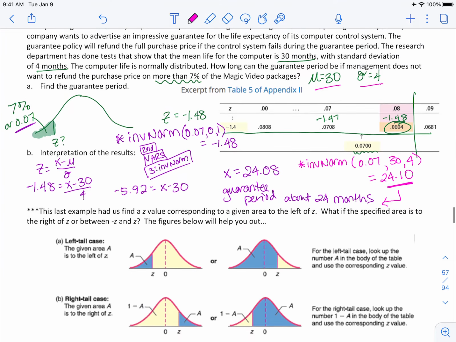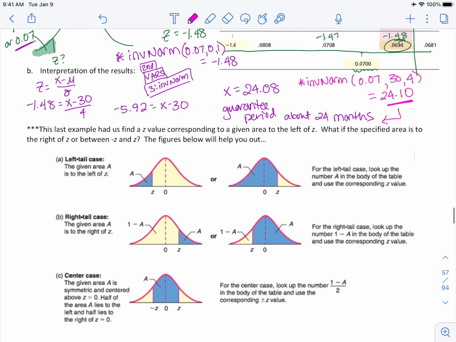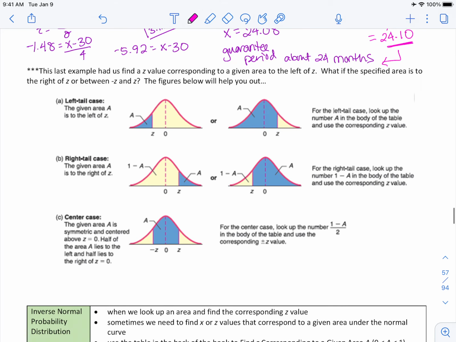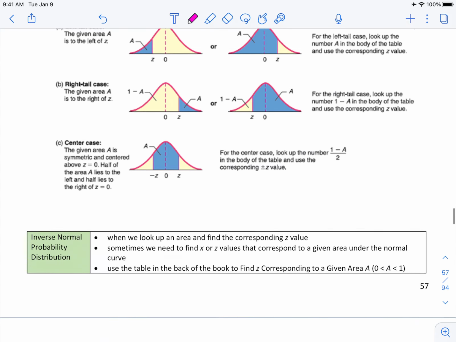All right, so it says this last example has us find a z-value corresponding to a given area to the left of z. What if the specified area is to the right of z or between negative z and z? So this is the case where if we're looking at the area to the right, this is where you're going to do 1 minus the area to the left to get the value. And if we're looking at the center, this is where you can subtract the two values.